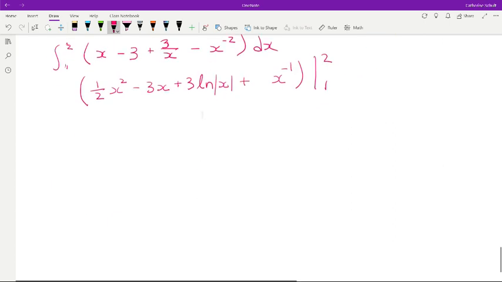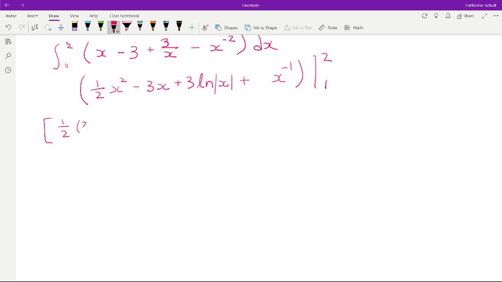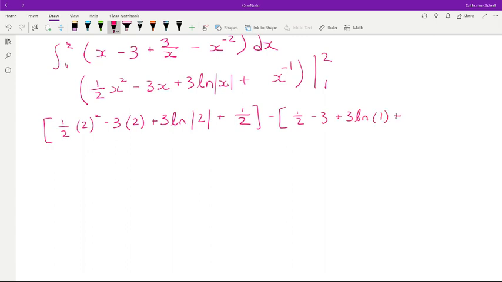Gosh, this is a long problem, right? Well, I guess it's long if you also talk about Pascal's triangle and expanding binomials. All right, let's plug in the upper limit of integration. Okay. And now we're going to plug in the lower limit and subtract. So 1/2 minus 3 plus 3 natural log of 1, which is going to be 0, plus inverse of 1 is just 1.